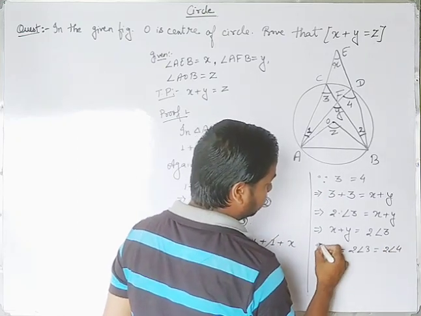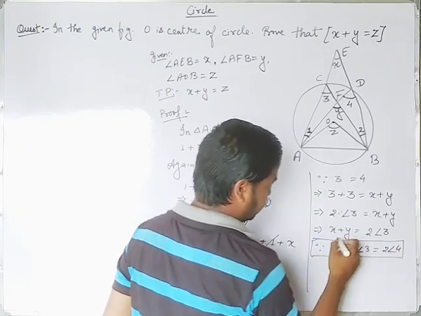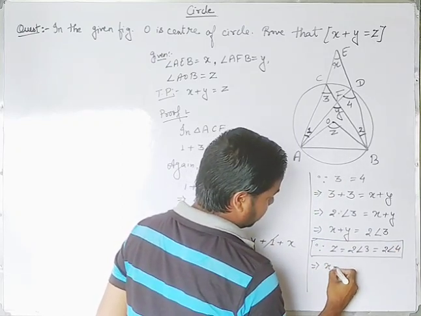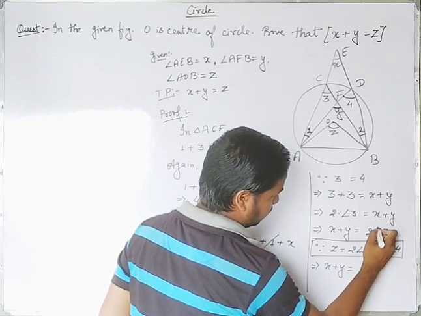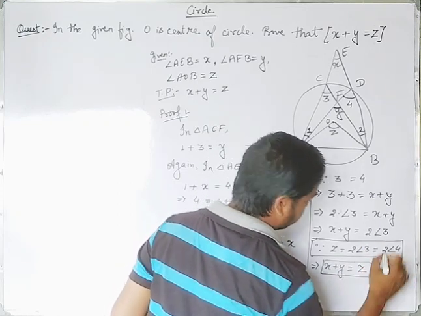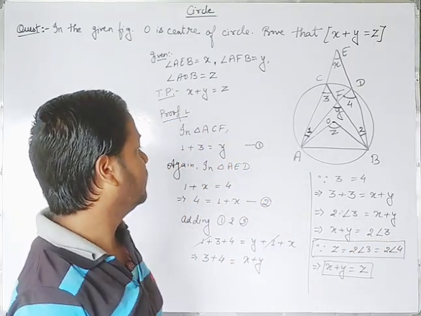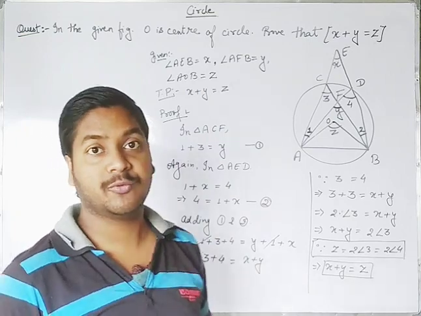So in place of 2 into angle 3 we can write z. This implies x plus y is equal to z. Hence it's our proof, which is what we needed to prove in this question.